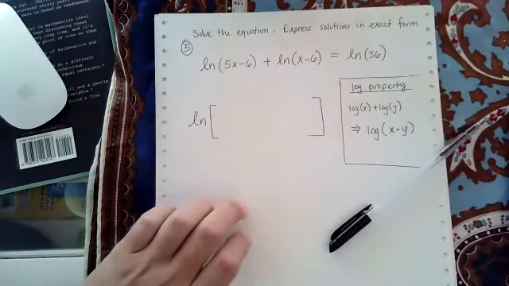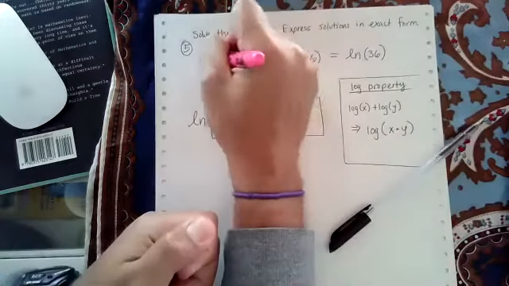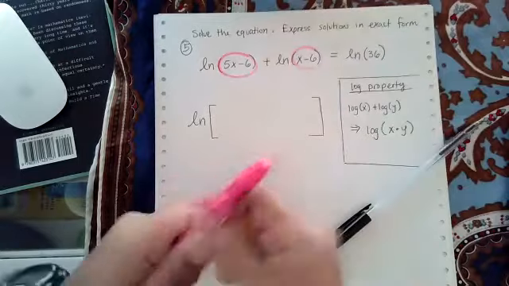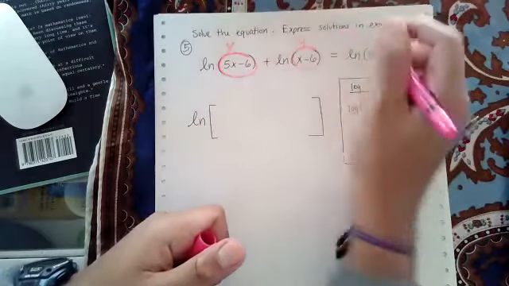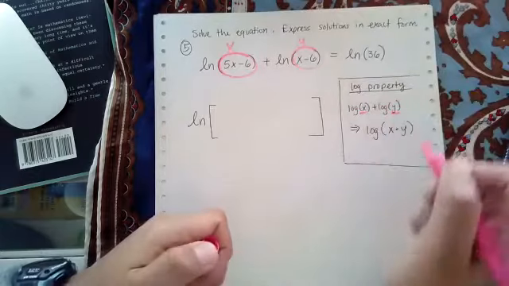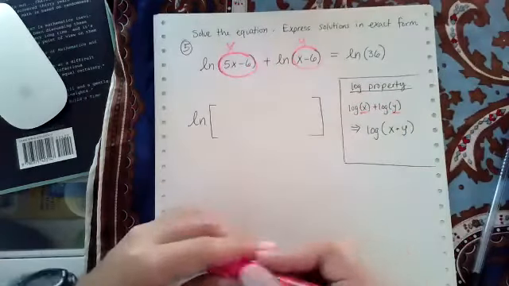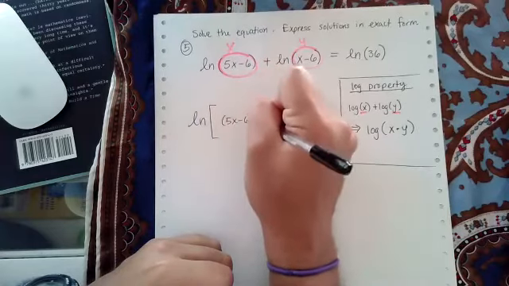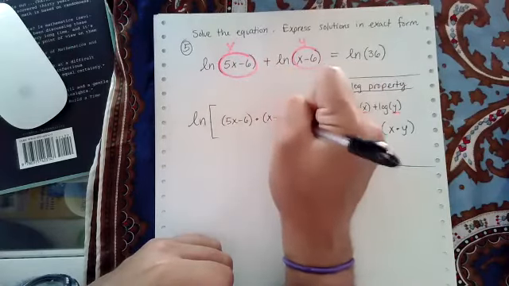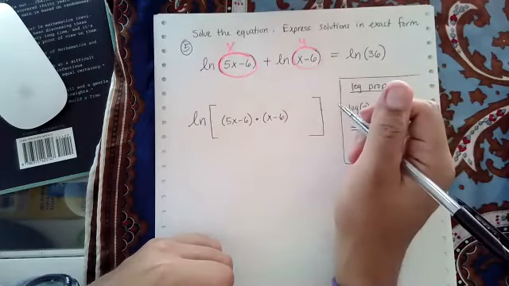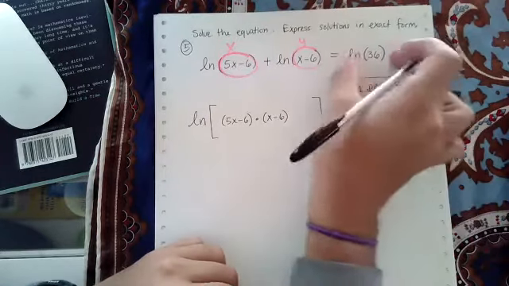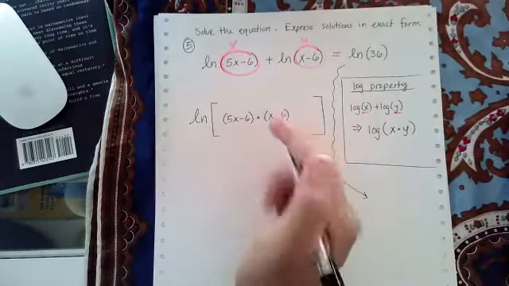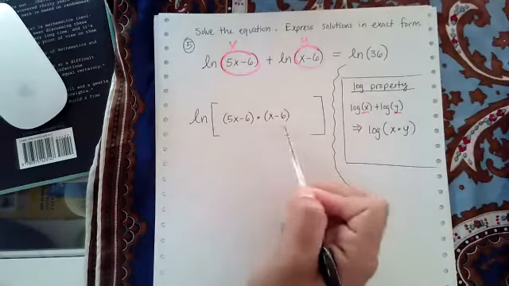Okay, so this 5x minus 6 and this x minus 6 are going to play the role of our x and our y here in the formula. And we need to multiply them out. So I'll have 5x minus 6 times x minus 6. I'm ignoring this side for a second, because we need to deal with this first. How do I multiply these two expressions out?